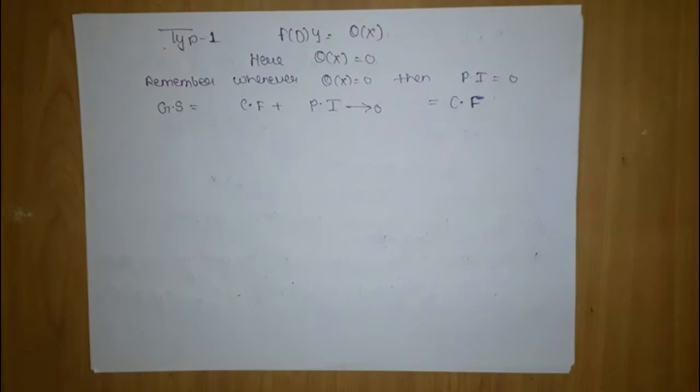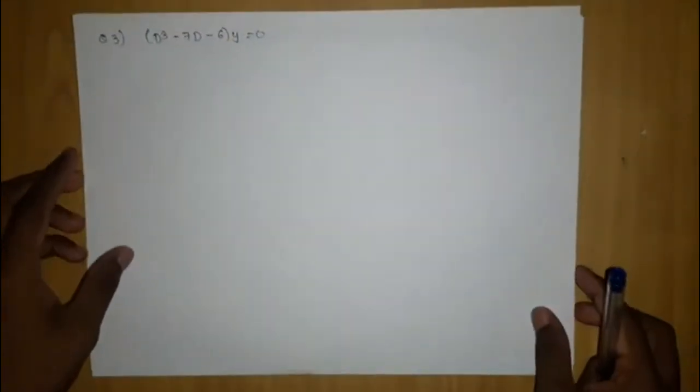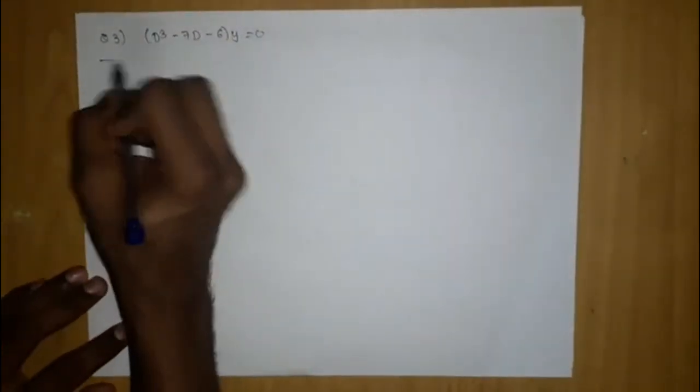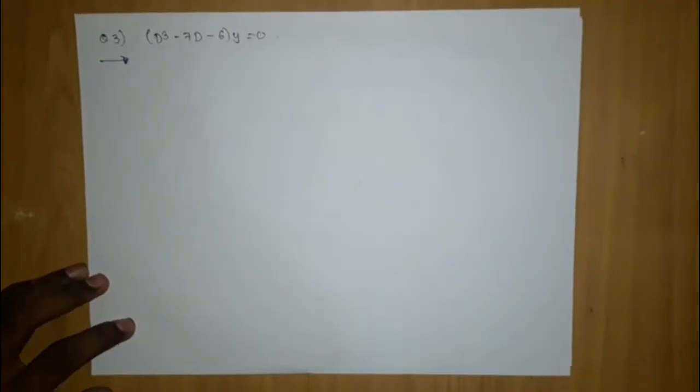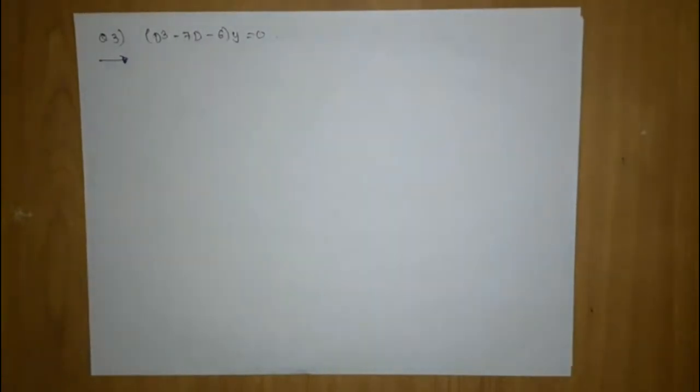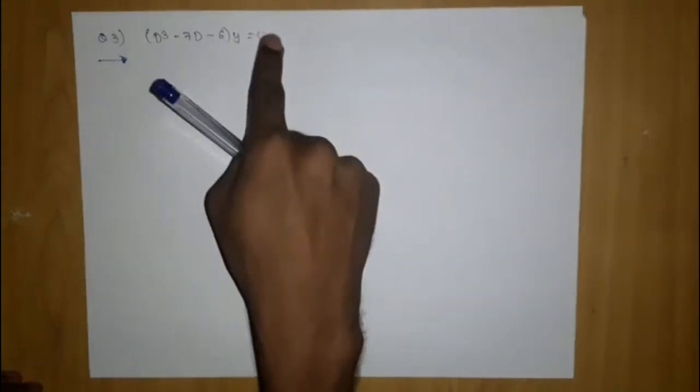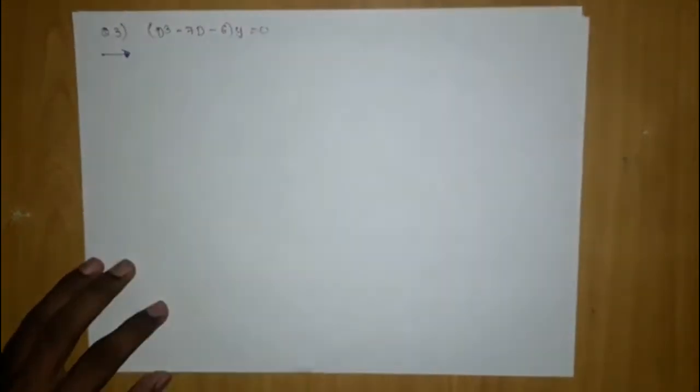So the next question which I am going to take is this one, which is D cube minus 7D minus 6 into y equals 0. So how are we going to solve this? The given differential equation is a homogeneous linear differential equation, and its particular integral is 0. This you have to write. Why is the particular integral 0? Because Q of x is 0, you can clearly see. Now therefore the general solution is nothing but the complementary function only.